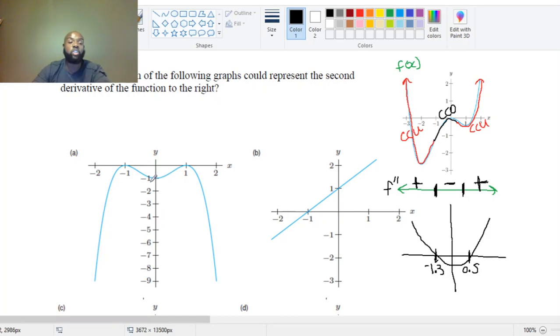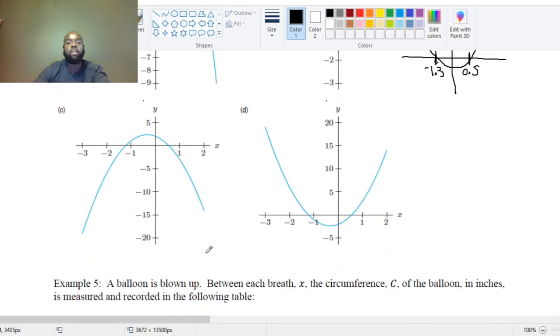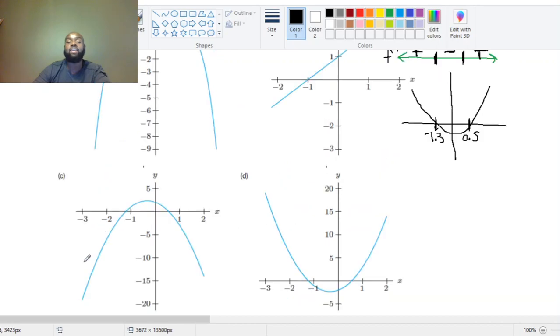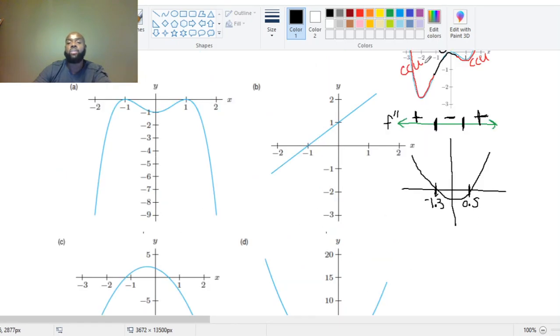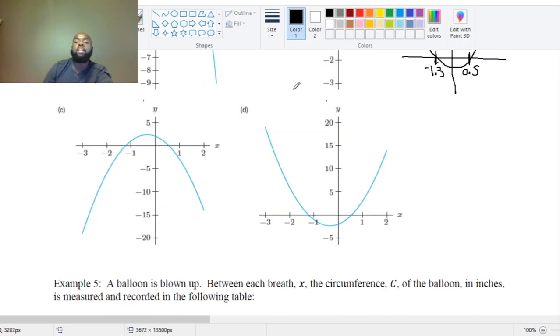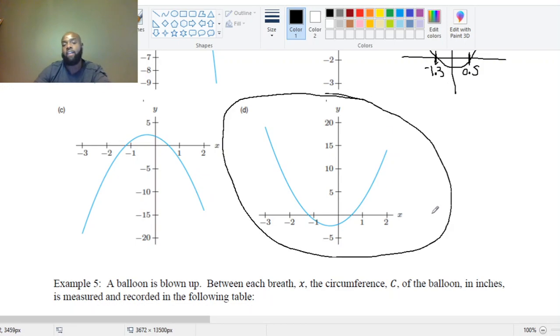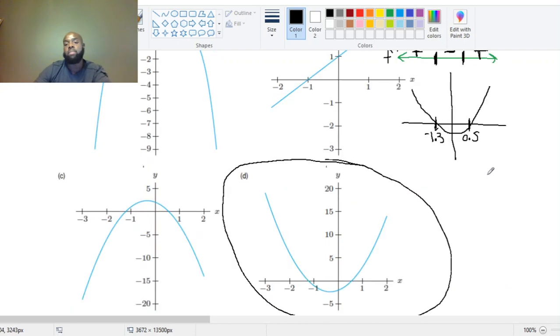And so my answer choice A doesn't do that. My answer choice B doesn't do that. My answer choice D, it looks like it does it. C does not, and D looks like it does, right? Because we're starting concave up, down, up, positive, negative, positive. That means my answer choice should be D, all right? And there we go, right?